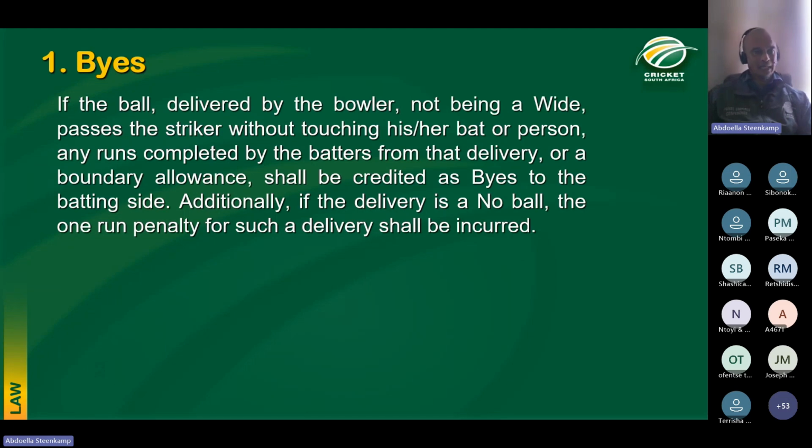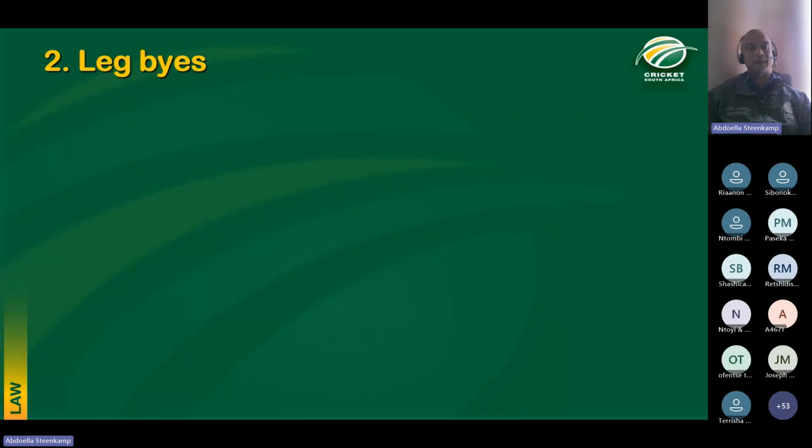If no, and they run, those runs that accrue, whether it's a boundary or a 1 or 2 or 3, get added to the score as byes. If the delivery was a no ball, the no ball counts and will be added into the scorebook as a no ball extra. So again, to emphasize, when it comes to byes, the ball should not touch the bat or person, and if they do run, those runs should be allowed, and they will be credited as byes in the scorebook.